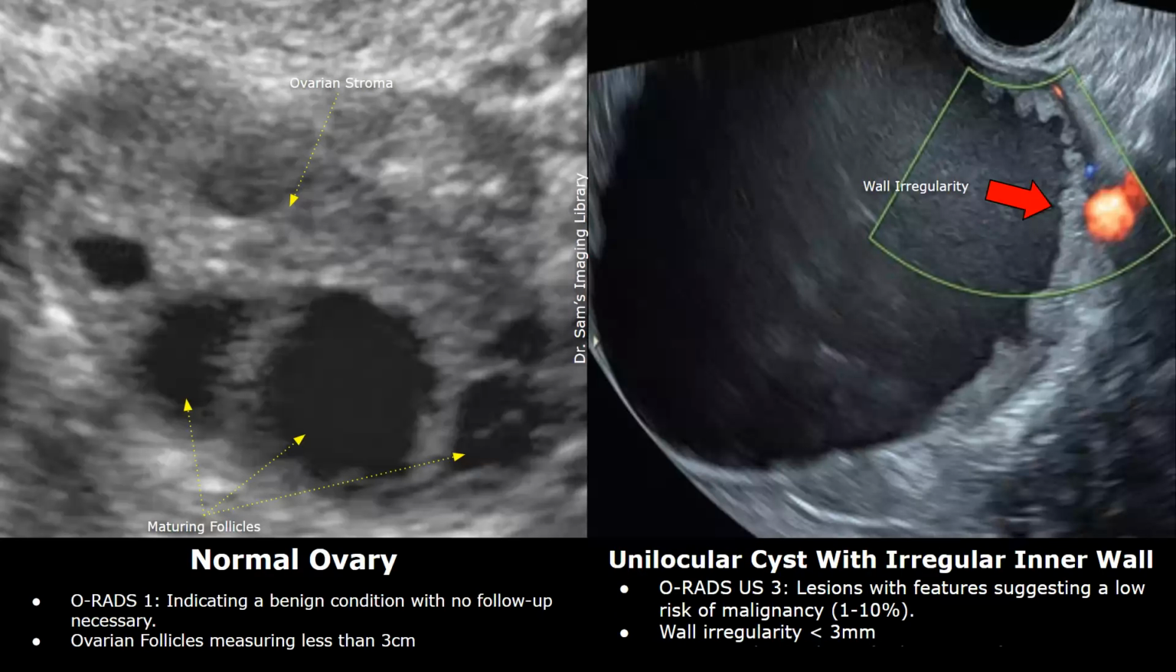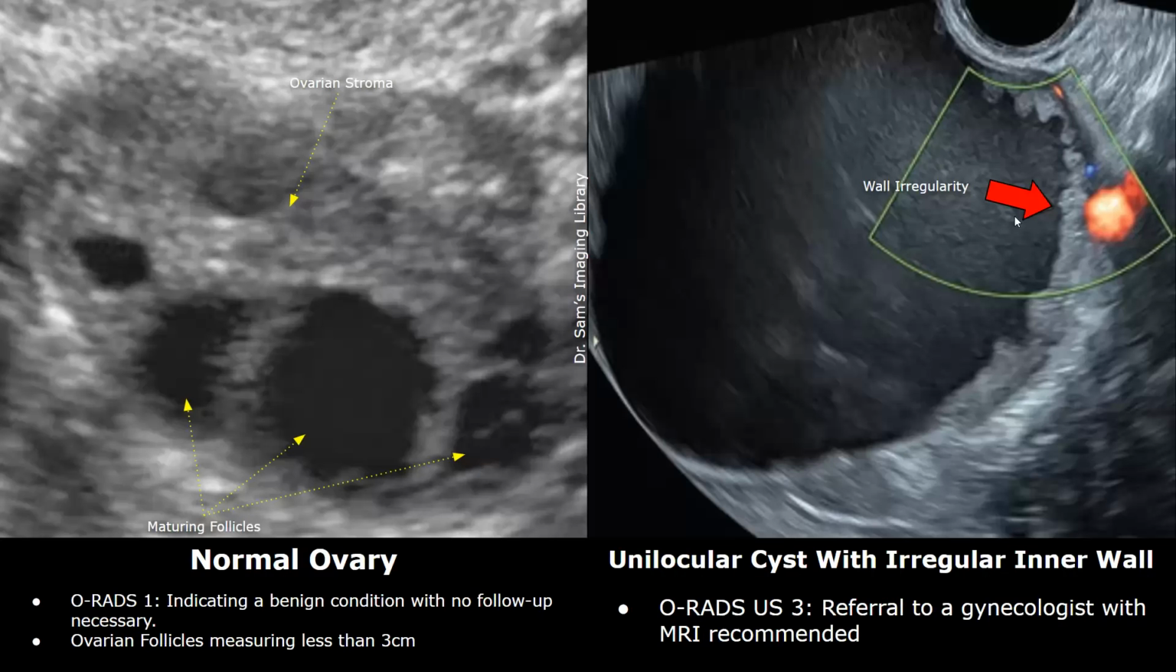A unilocular cyst with irregular inner wall falls under O-RADS 3. This wall irregularity must measure less than 3 millimeters. This measurement should not exceed 3 millimeters. These small protrusions into the lumen of the cyst are wall irregularities. For O-RADS 3 lesions, referral to a gynecologist and MRI are recommended.